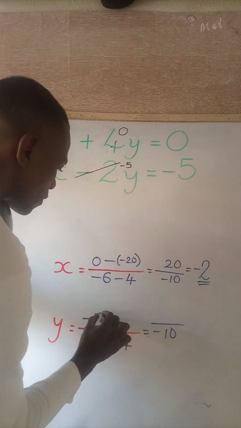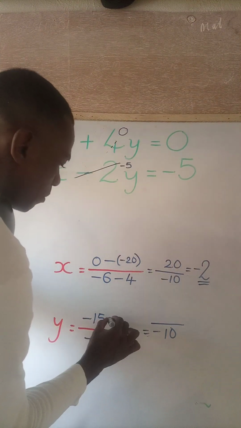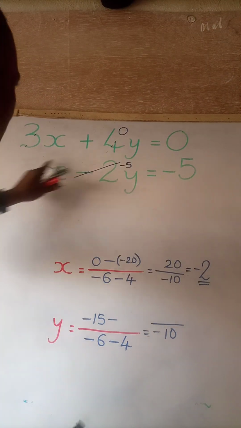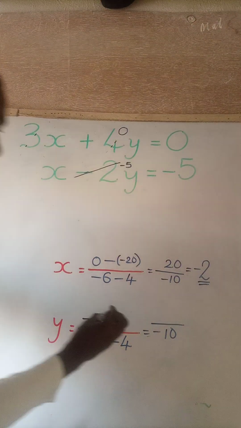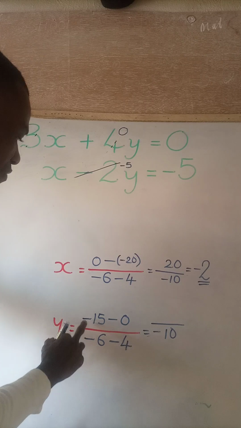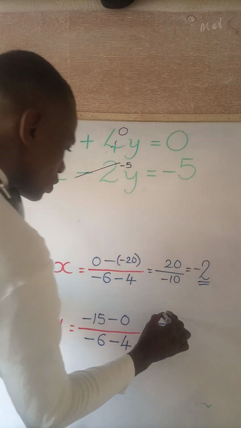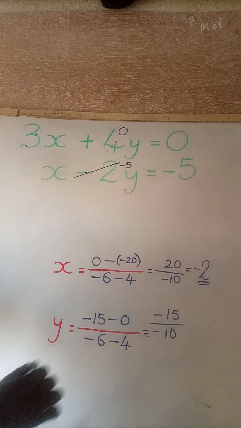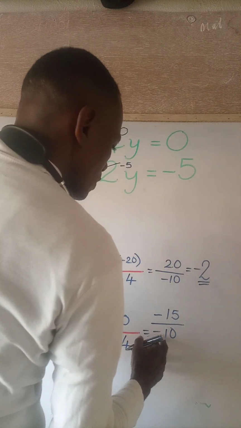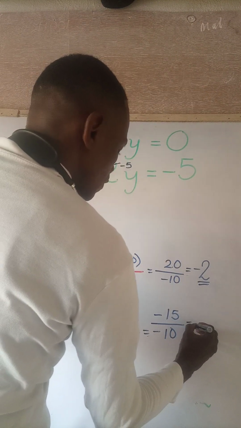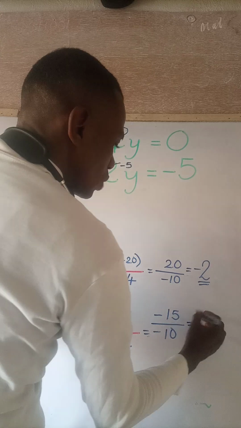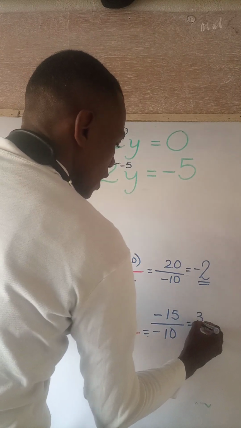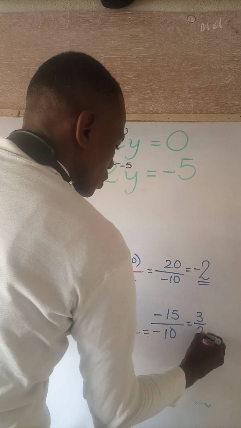Now, minus 15 minus, note that this minus is always constant, minus 1 times 0 will give us 0. So we now have minus 15 minus 0, which gives us minus 15. So minus 15 divided by minus 10, we will reduce it to the lowest term. 5 divided into this gives us 3, and 5 divided into this gives us 2.